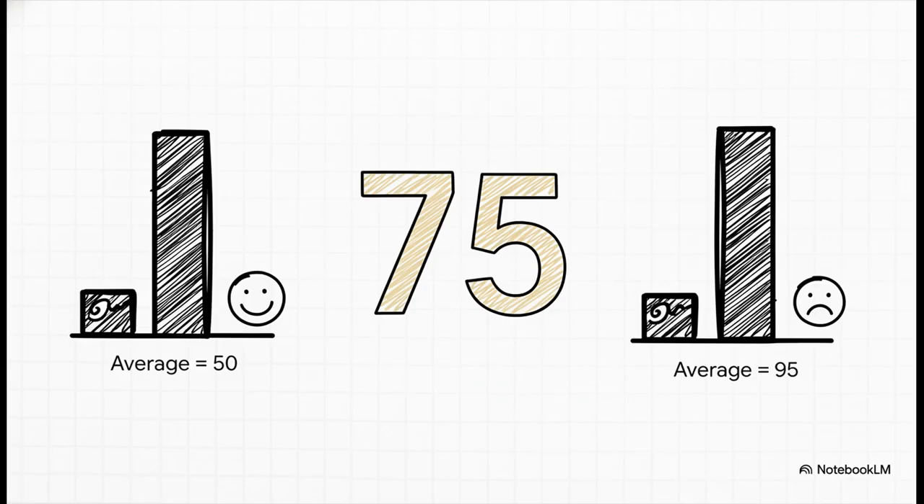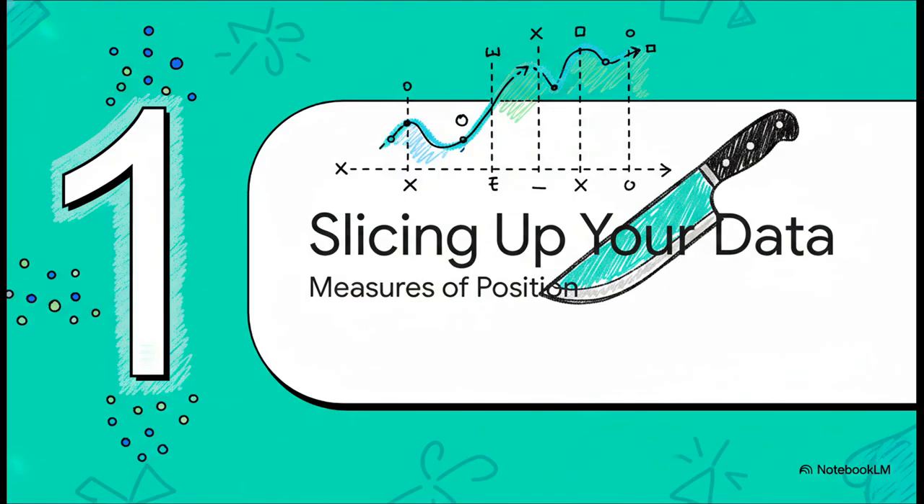I mean, if the class average was a 50, you're basically a rock star. But if the average was 95, well, that 75 starts to look a little different, doesn't it? It all comes down to context. So how do we get that context? Well, that's where a really cool set of statistical tools comes into play. They're called measures of position, and they're all about, you guessed it, slicing up your data so you can see exactly where any single value fits into the whole picture.